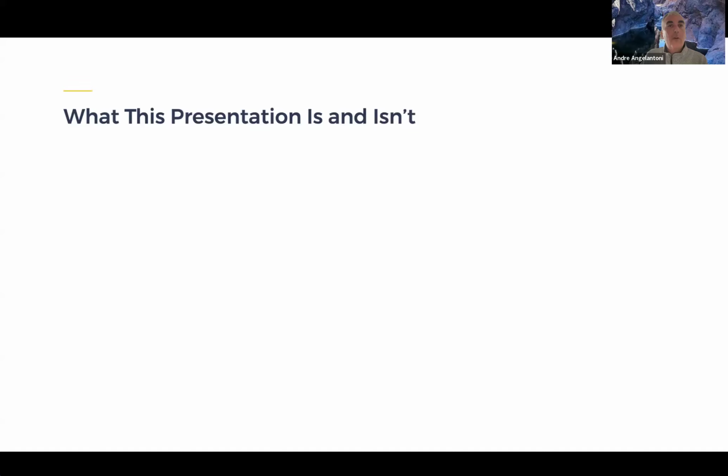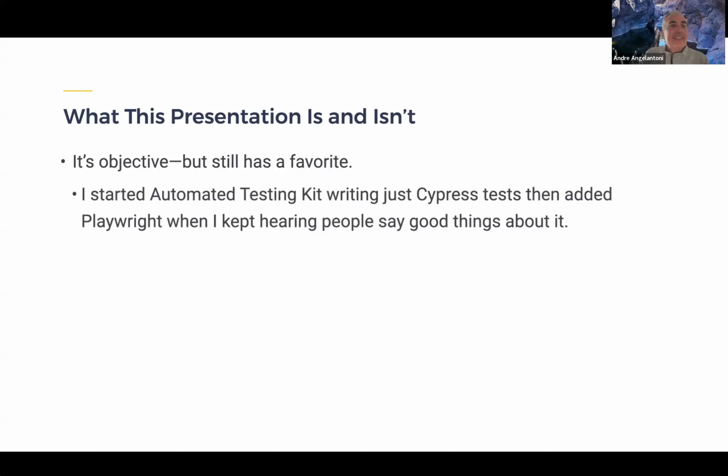Okay, so what this presentation is and isn't. So first of all, I think it's objective, but you're still going to detect a favorite by the end of this. I started Automated Testing Kit, which is a relatively new module that's available on Drupal.org, writing just Cypress tests. And by the way, Automated Testing Kit, if you all don't know about it, it is a way to kickstart your testing program because it already has 18 standard tests that will act like a smoke test so that you don't have to write those. And we're adding more all the time.